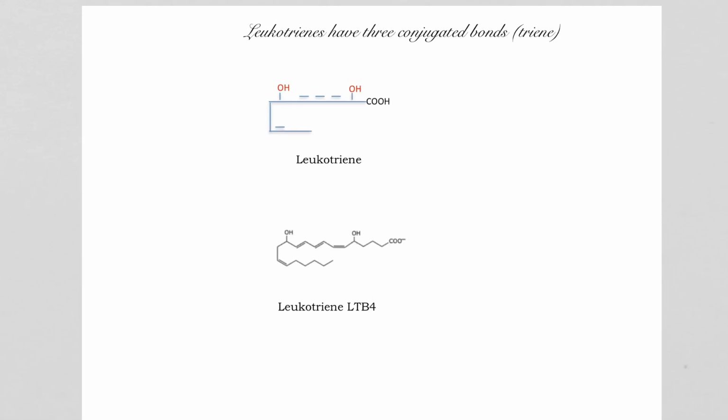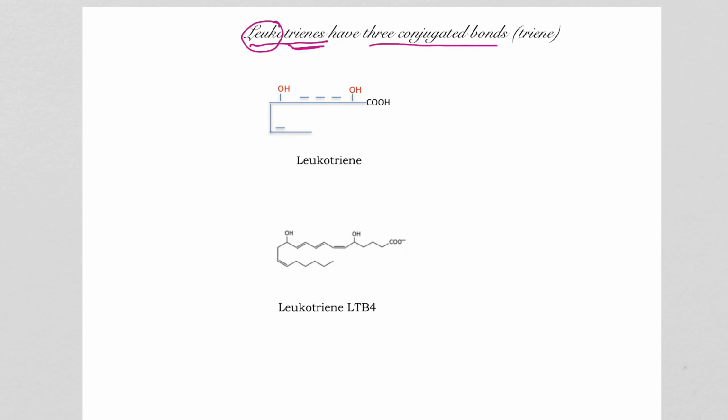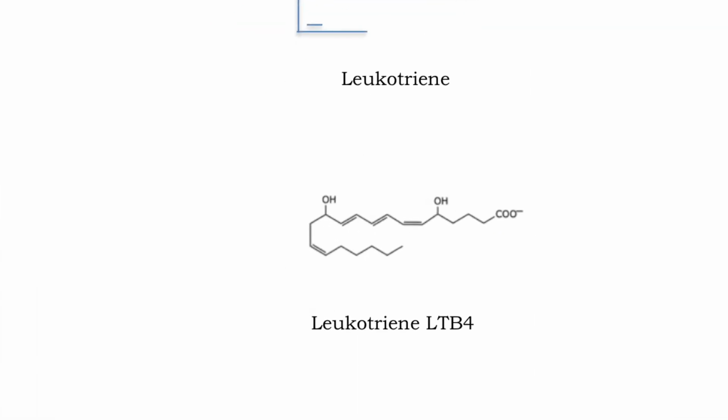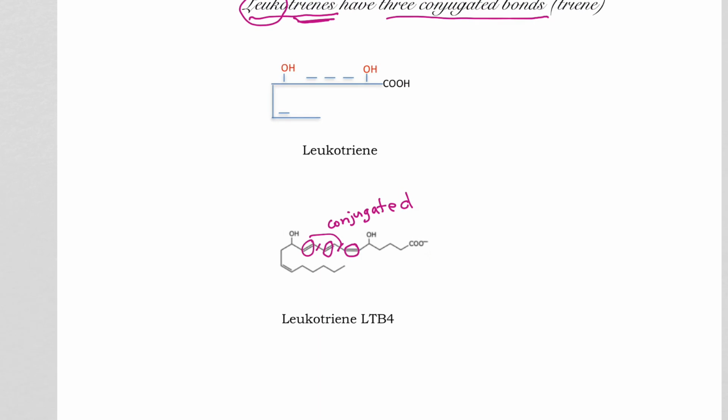Another class of eicosanoids are called leukotrienes. Leuko from leukocytes or white blood cells. Trienes mean 3 conjugated double bonds. So you can see there's a double, then there's a single, there's double, there's single, there's double. These are called conjugated. In organic chemistry, we call these conjugated double bonds. Okay, so 3 conjugated double bonds.